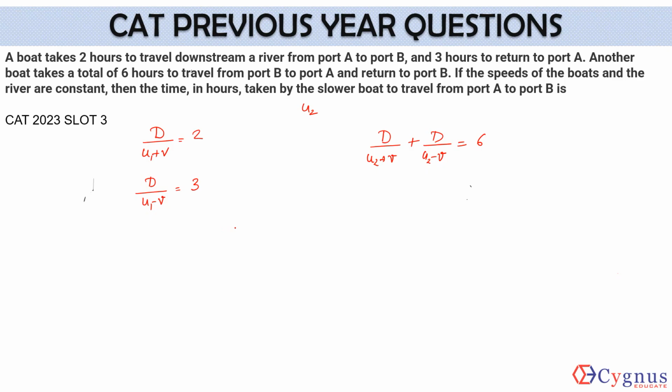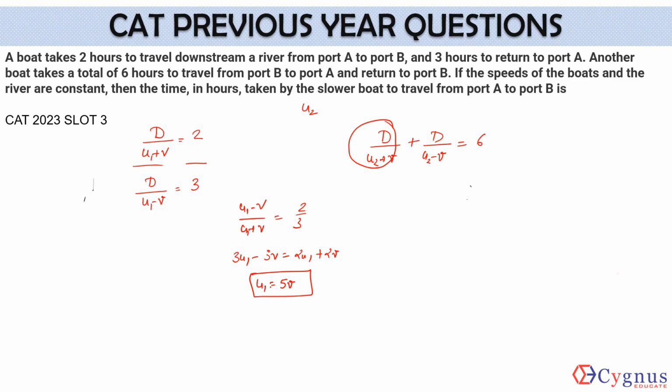If the speed of boats and river are constant, then the time in hours taken by the slower boat to travel from port A to port B. Port A to port B, that means I'm looking for this time. Fine. Now, when you divide these two equations, what do we get? You get U1 minus V by U1 plus V is equal to 2 by 3. When you simplify this, you get 3U1 minus 3V is equal to 2U1 plus 2V. So effectively U1 is equal to 5 times V.